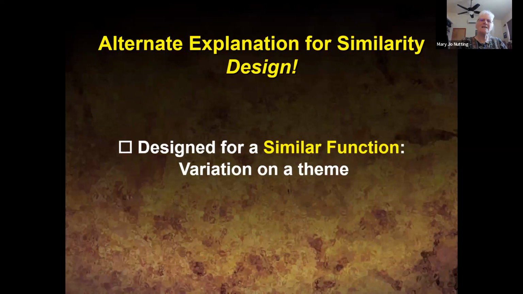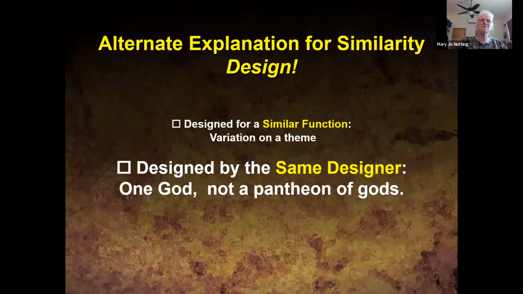But let's think of some other potential reasons why we might have similarity. Perhaps that similarity is there because they were designed for a similar function. So it's like a variation on a theme. The chair in your living room is different from the chair at your dining room table, is different from the seat in your car, but they all have similarities because they were designed for the same function, sitting on.